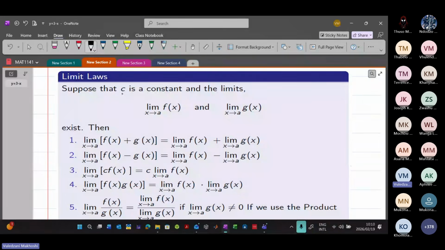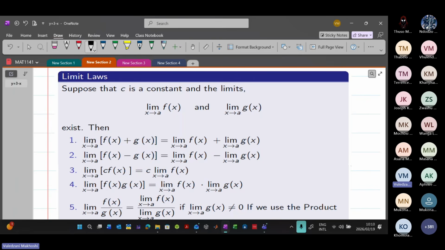Suppose that C is a constant. In other words, it's just any real number. And then the limit of f of x when x is approaching a exists, and the limit of g of x when x is approaching a also exists. So we are just using 2 functions here, y equal to f of x and y equal to g of x. You can talk of more than 2 functions. It doesn't really matter, but 2 will be enough to illustrate the laws.